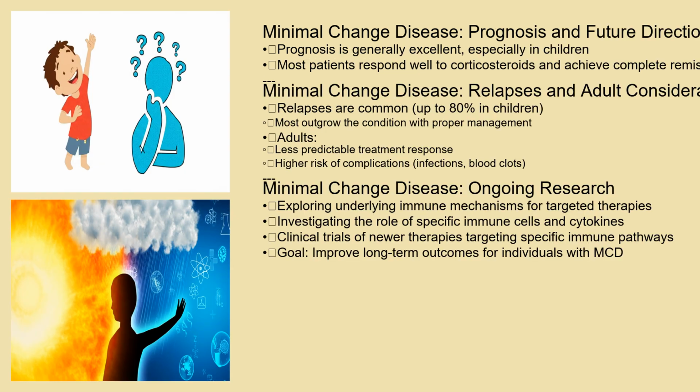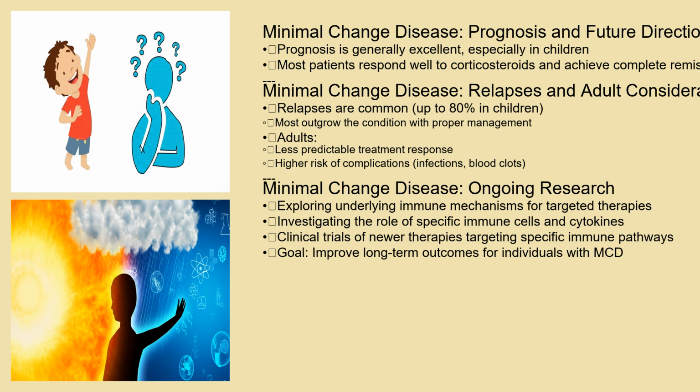The prognosis for minimal change disease is generally excellent, especially in children. Most patients respond well to corticosteroid therapy and achieve complete remission. However, relapses are common, occurring in up to 80% of children. With each relapse managed appropriately, most patients eventually outgrow the condition. In adults, the response to treatment may be less predictable, and the risk of complications, such as infections and blood clots, is higher.